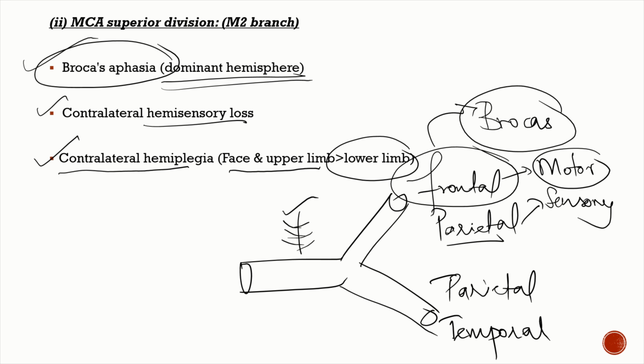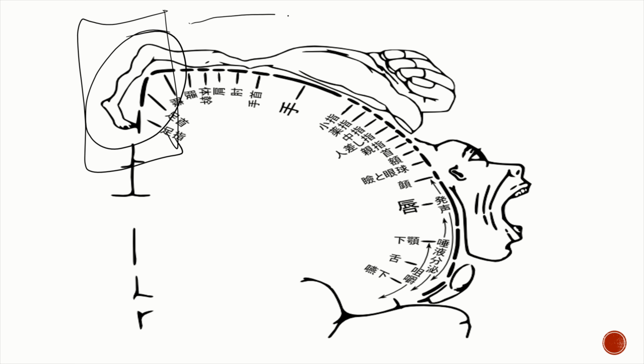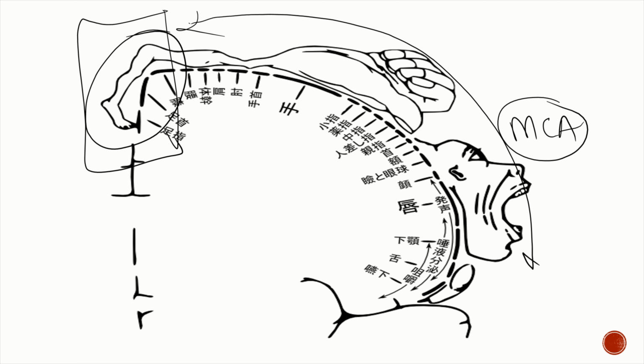So if you have a look at the motor homunculus, if you look at this area, the lower limbs or the legs are represented more medially. Okay, they are represented more medially, whereas your upper limb and face are present in this area, more on the lateral surface. As you know, this part is supplied by your middle cerebral artery, whereas this medial portion over here is supplied by your anterior cerebral artery.